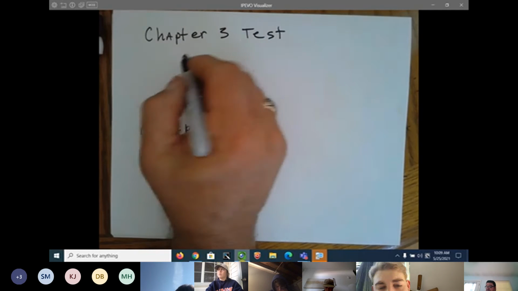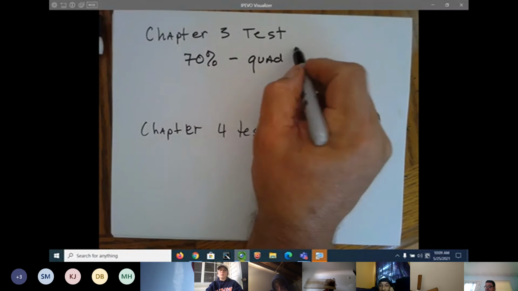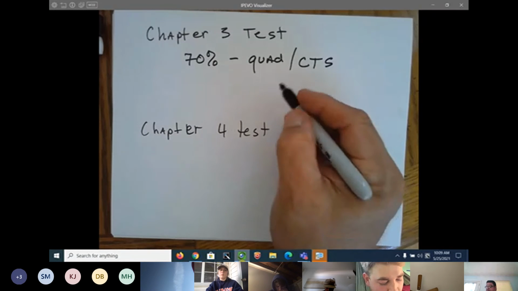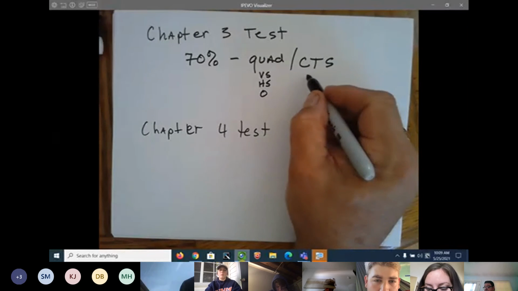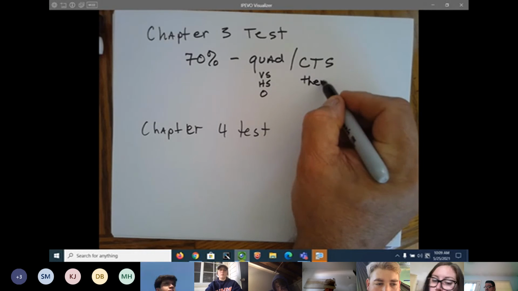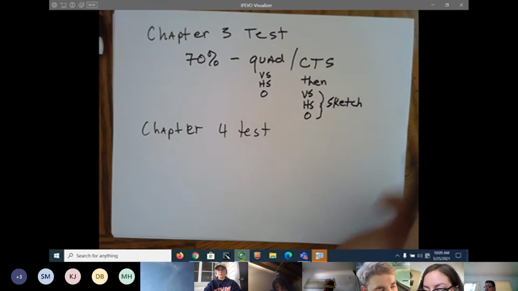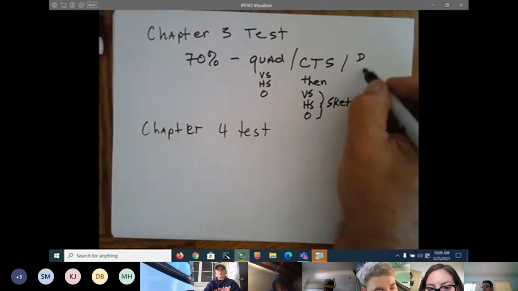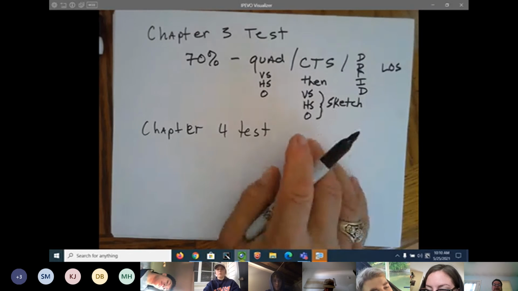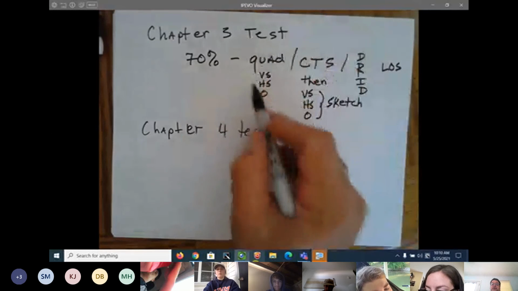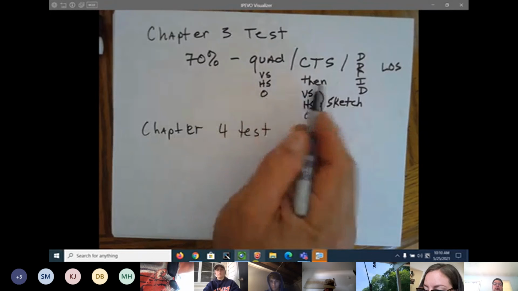Chapter 3, I would say probably 70% of Chapter 3 is going to focus around quadratics and completing the square. Now, what I mean about quadratics, I mean vertical shift, horizontal shift, orientation. Completing the square, then vertical shift, horizontal shift, orientation, or sketch the graph like we did the other day. And it might ask for domain, range, increasing, decreasing, and line of symmetry. Now, what I'm trying to tell you is on the Chapter 3 test, this is what it's going to focus around. That's 3.1 and 3.2.